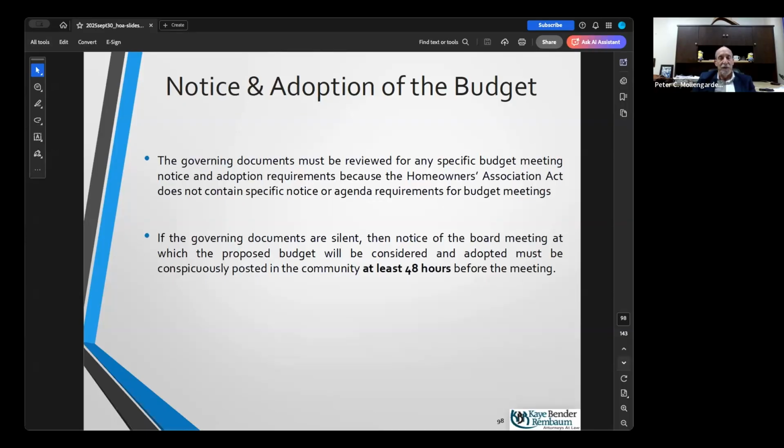Okay. If your documents are silent, in other words, they don't address the adoption of a budget or the notice requirements and meeting requirements for the adoption of budget, then you're only required to do a 48-hour posted notice, just like any other board meeting.